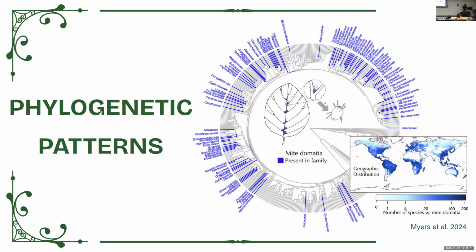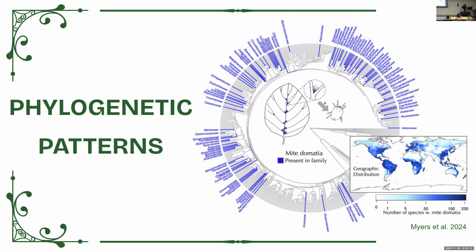Now, Domatia are actually really widespread. They're found in over 2,500 angiosperm species, and there tends to be a global trend of them being more common in temperate regions. Now, angiosperms have undergone over 130 million years of selective pressures, and the multitude of independently evolving lineages that have Domatia indicate that this is a common response to these broad selective pressures.